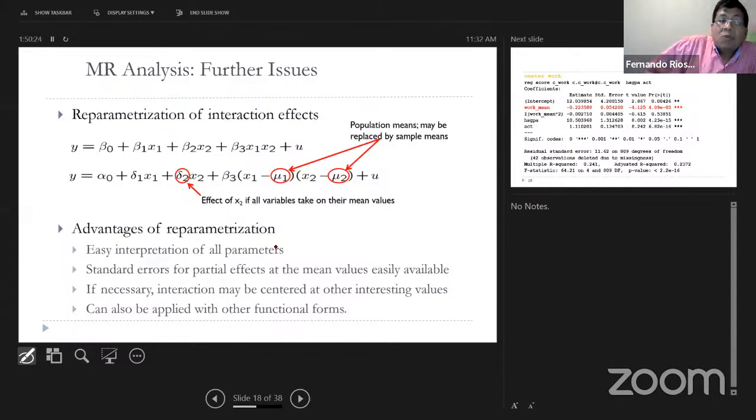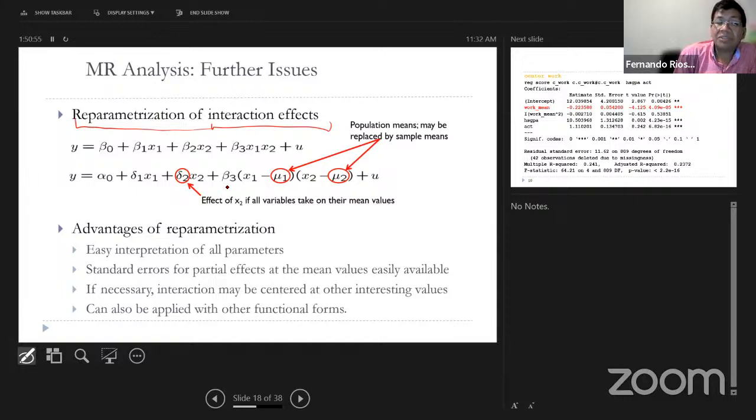So, again, one of the problems of using interactions, at least when you're starting to use interactions in your standard modeling, is that they become difficult to easily interpret, in the sense that you cannot just look at the number and make interpretations out of it. So what's the alternative? You can do what is called a reparametrization of all the interaction terms.